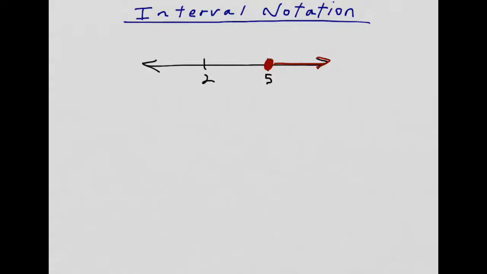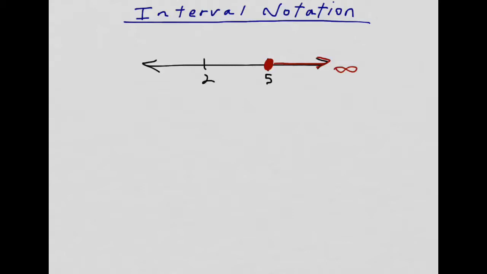In pre-calculus, we begin to use a shorthand way of describing intervals, meaning a range of values that we're interested in. So let's look at this number line here. I'm talking about how we can represent this piece here between 5 and infinity out here. The values are going to continue to get larger and larger.